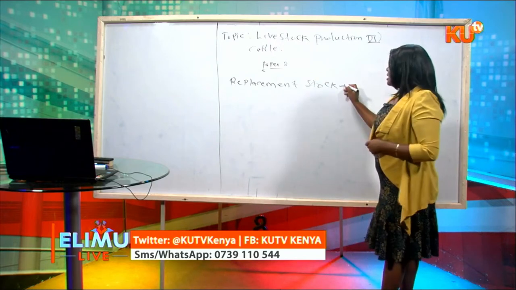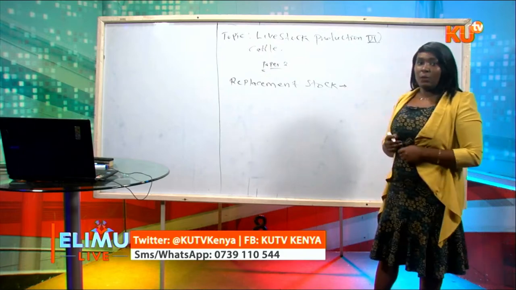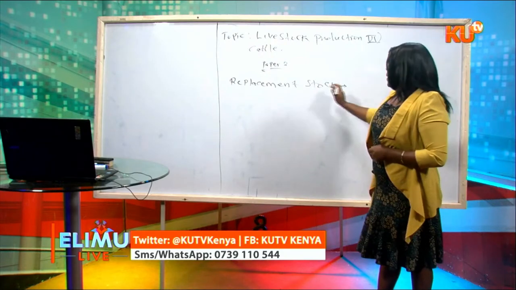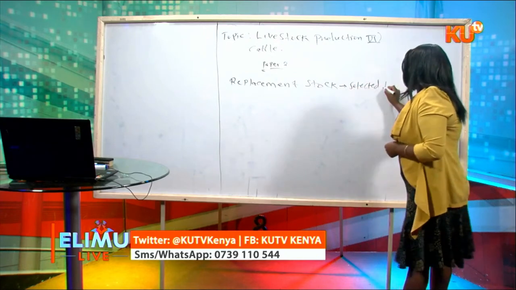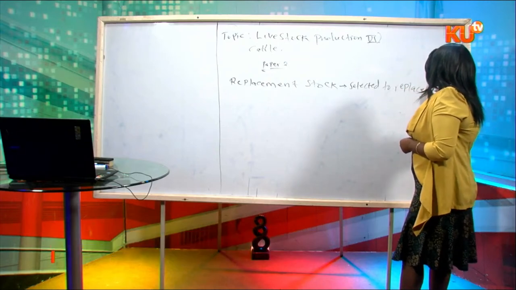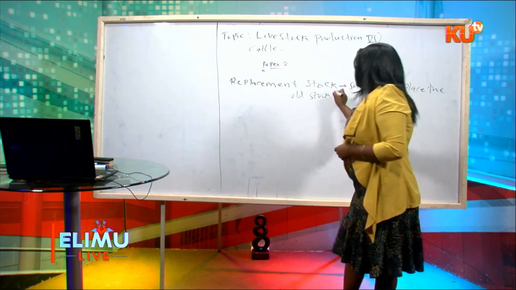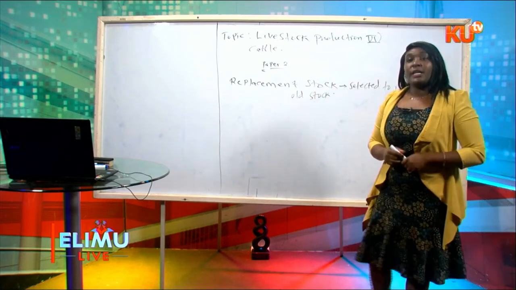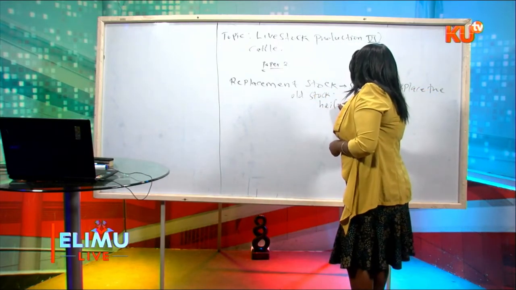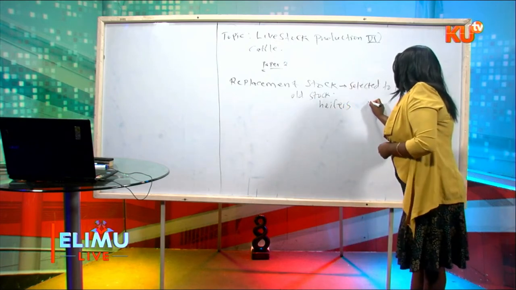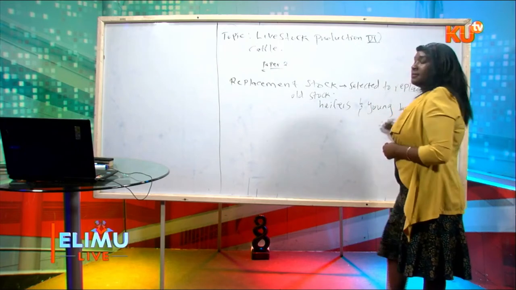Replacement stock, these are animals that have been selected, according to whatever we learned in Form 3, to replace the old stock. These animals, in this case, because we are dealing with cattle, we are referring to the heifers and the bulls. That is the young bulls.